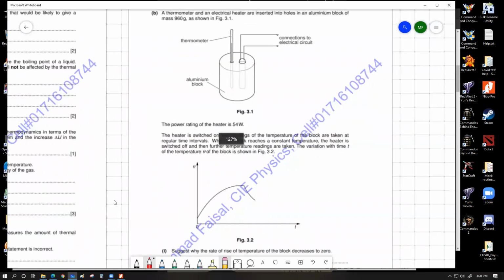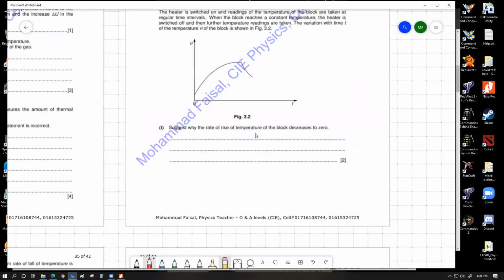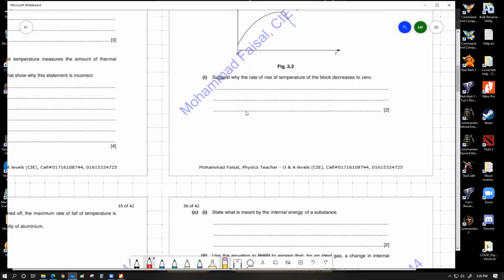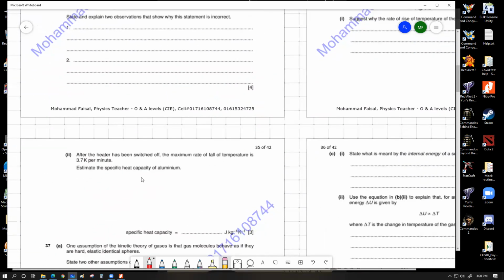Now comes the question: suggest why the rate of rise of temperature of the block decreases to 0. I think I just explained that in terms of thermal equilibrium. Then comes the interesting question. After the heater has been switched off, the maximum rate of fall of temperature is 3.7 Kelvin per minute. Estimate the specific heat capacity of aluminum.